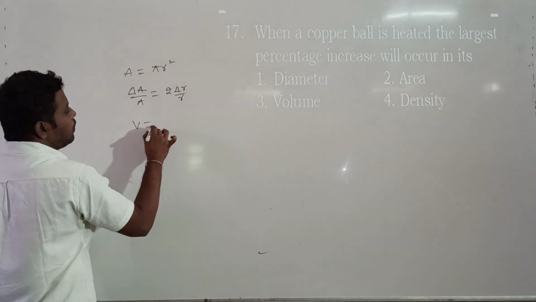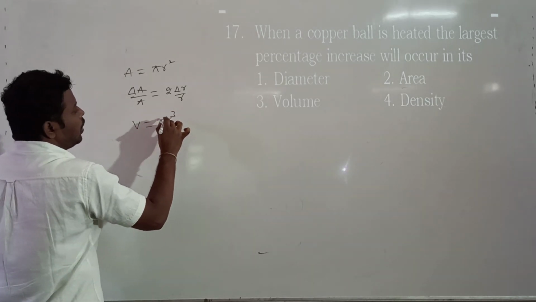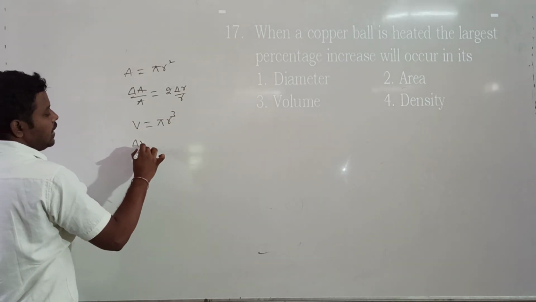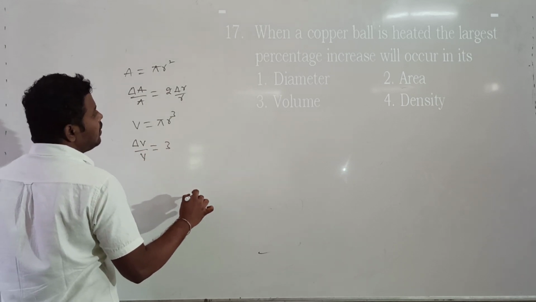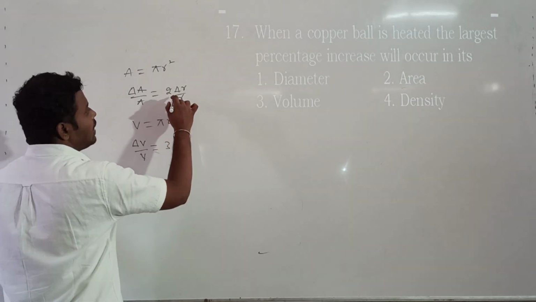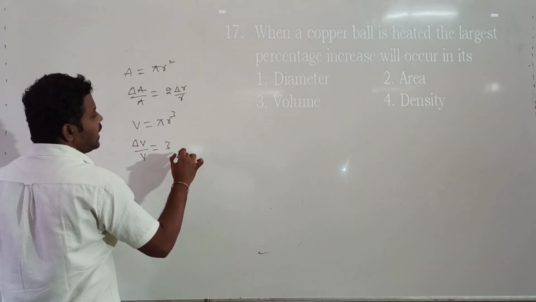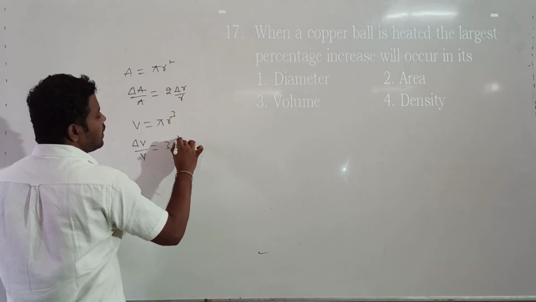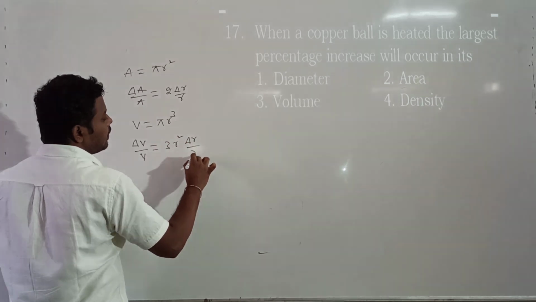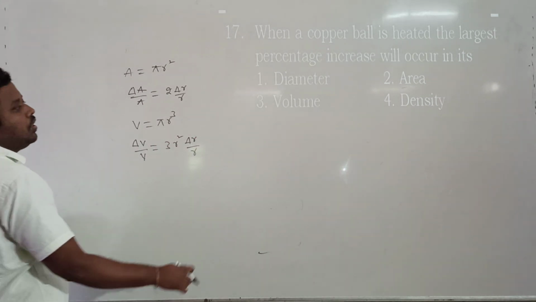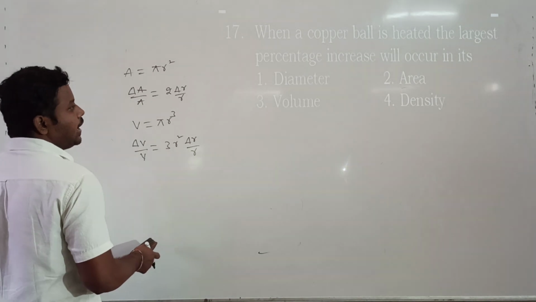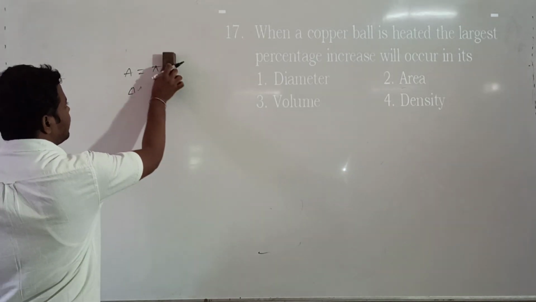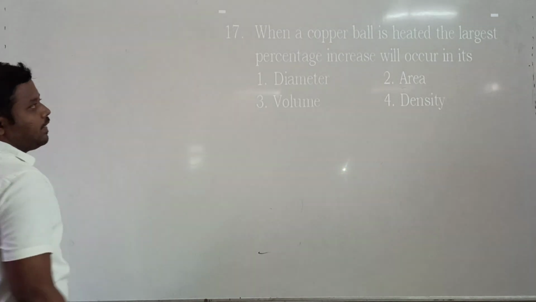But what is the volume formula? Volume is directly proportional to r cubed. What is delta V by V? Delta V by V is equal to 3 times delta r by r. Which value will increase more? The volume will increase more, compared with the area and diameter. Okay? That is question number 17.